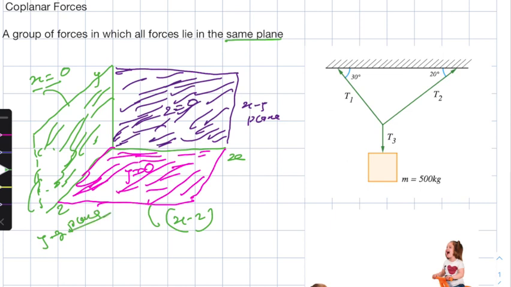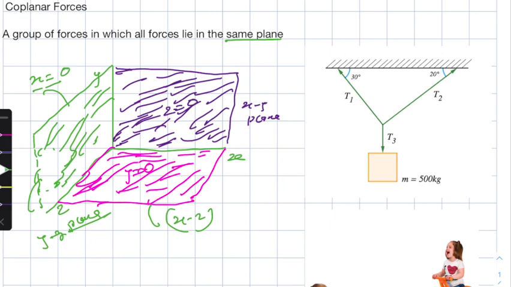The plane is represented by two coordinates. In the definition of the coplanar force, the forces must be in the same plane, either in the xy, xz, or yz plane. And we can combine these forces using any vector combination or vector algebra.